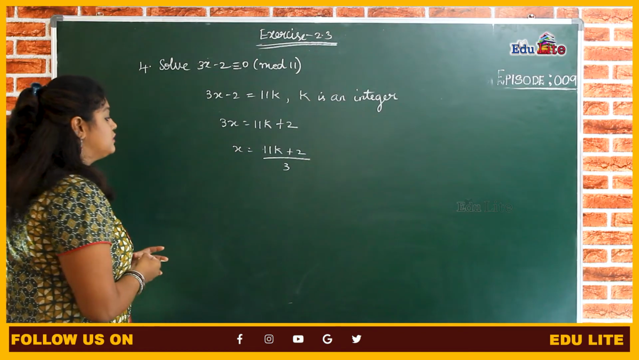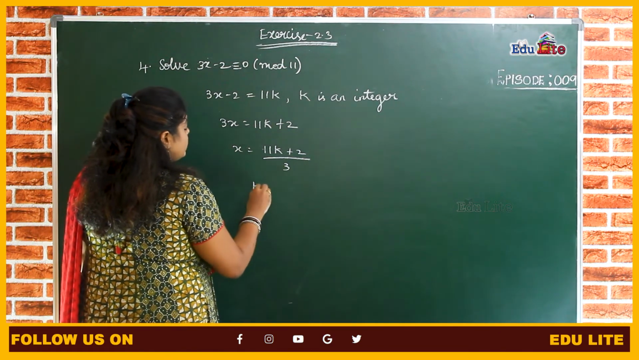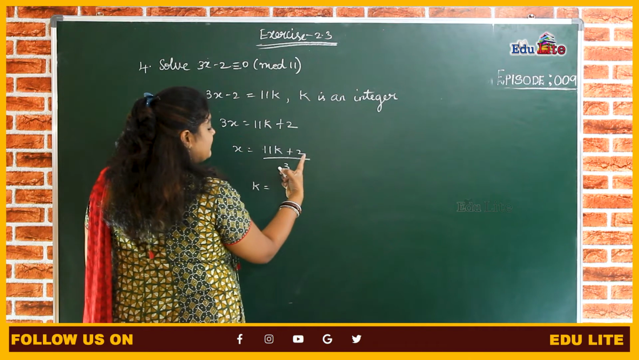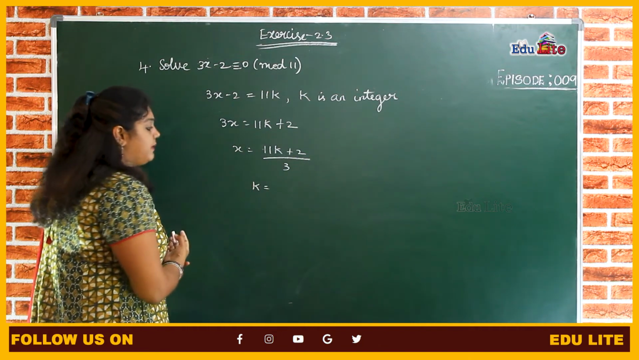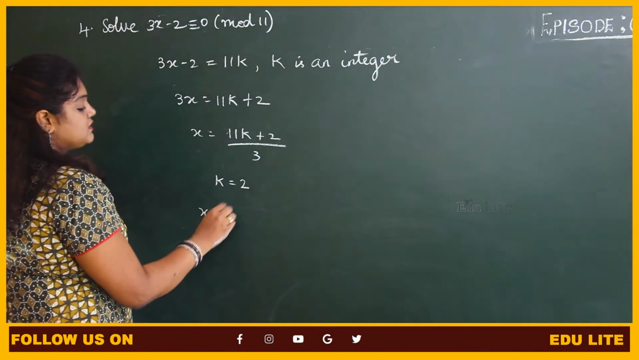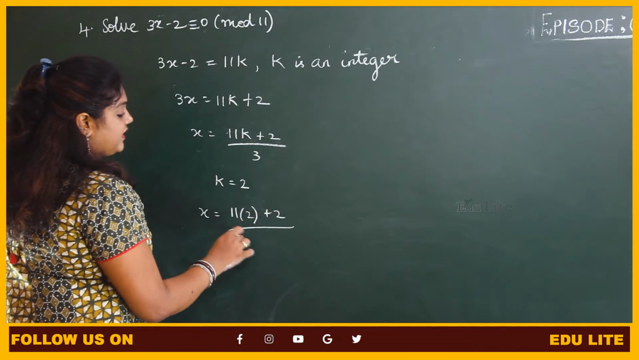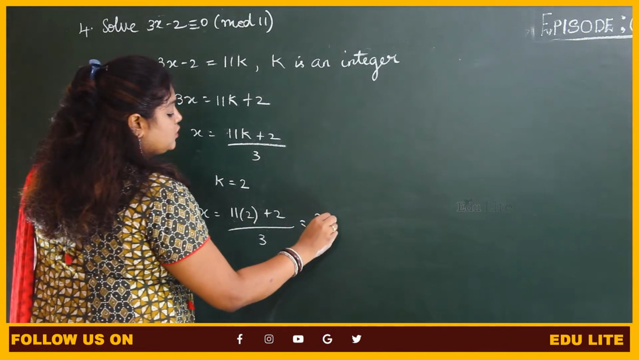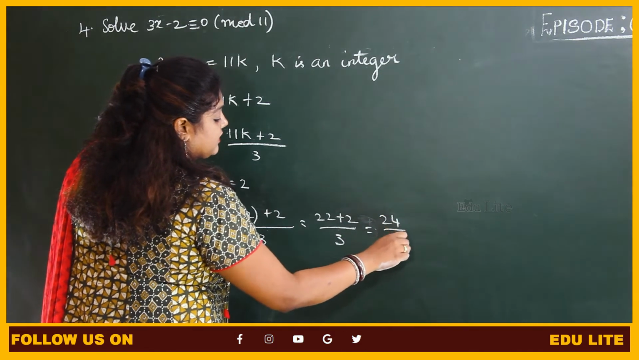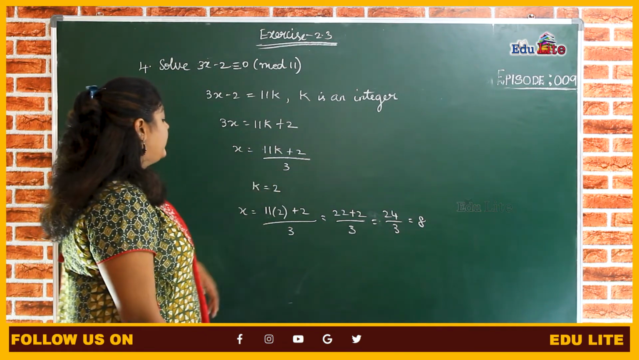Similarly, we have to vary the values of k in order to get the value of x. Choosing the value of k, it should be divisible by 3. So, if I choose k equals 1, 11 into 1, 11 plus 2 will be 13. 13 is a prime number which is not divisible by 3. Therefore, let us choose k equals 2. Substituting k equals 2, 11 into 2 plus 2 divided by 3, 22 plus 2 by 3, 24 by 3, which is 8. Obviously, choosing k value as 2, this is divisible by 3.